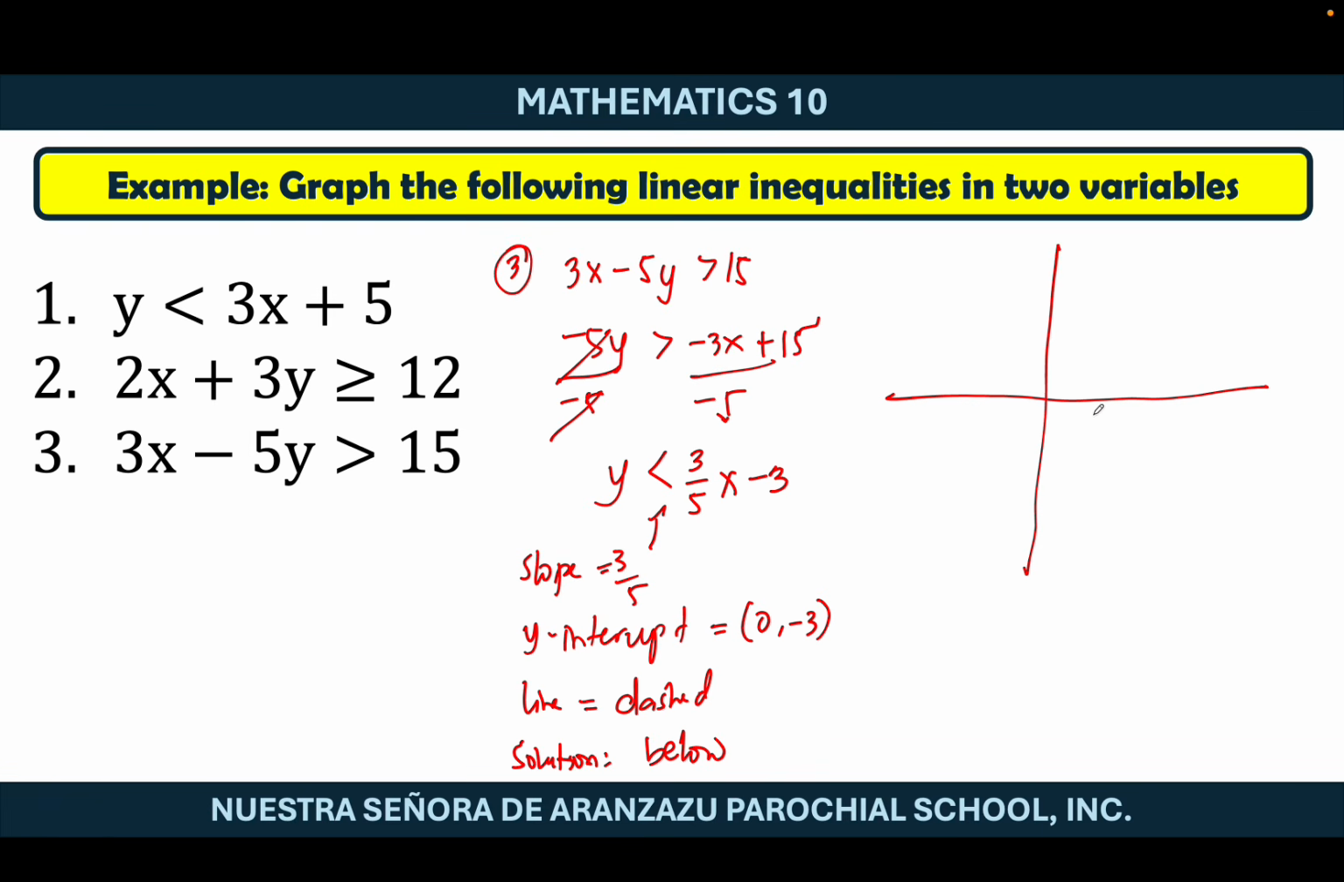Ayan, dapat meron tong value ha. So, estimate na lang natin. So, nasan ba si 0, negative 3? So, let's assume na nandito yon. This is 0, negative 3. Then, ang slope niya is 3 over 5. So, mag-move ka ng upwards ng 3. 1, 2, 3. Then, to the right ng 5. So, 1, 2, 3, 4, 5. So, dito. Then, pag-connect natin, gamit ang dashed line.